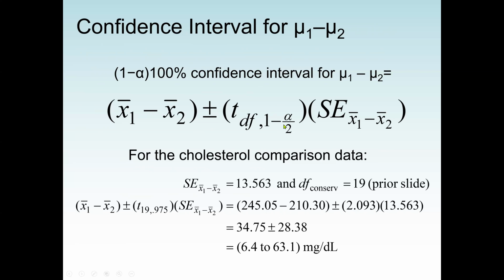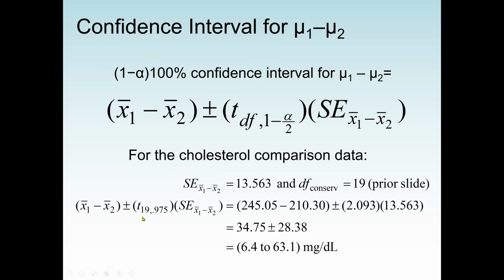We can see that this formula is almost the same as when we were using the paired sample or even a single sample. So for the cursory comparison data, let's say we have SE of the difference of sample 1 and 2 mean is 13.563. Degree of freedom for conservative is 19. This is per slide, we saw 20 minus 1. So if I know the SE for D and I know degree of freedom, then we can find the confidence interval. The confidence interval will be the difference of the sample mean 1 and 2 plus or minus t, degree of freedom is 19, 1 minus alpha over 2 is 0.975, which means alpha is again 5%. So we plug in the values, we have the first sample mean minus the second sample mean plus or minus.